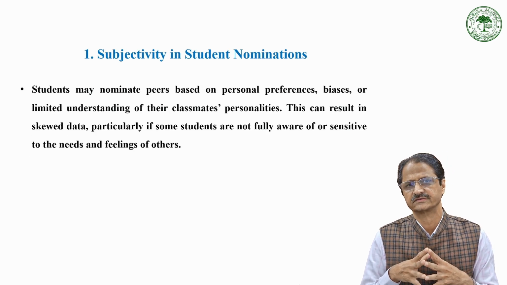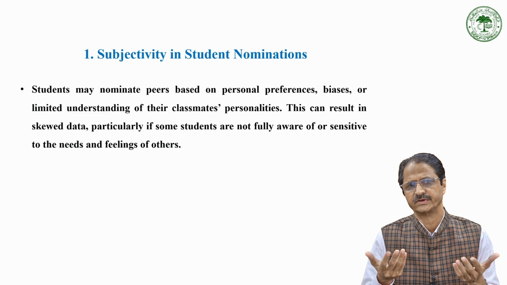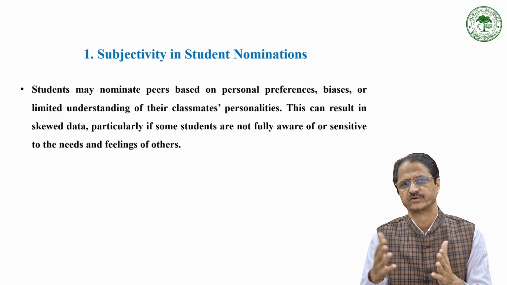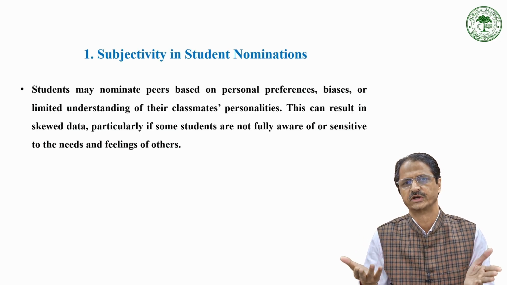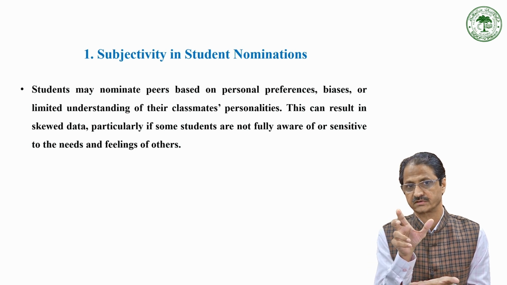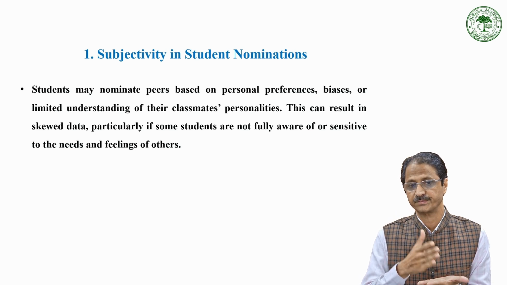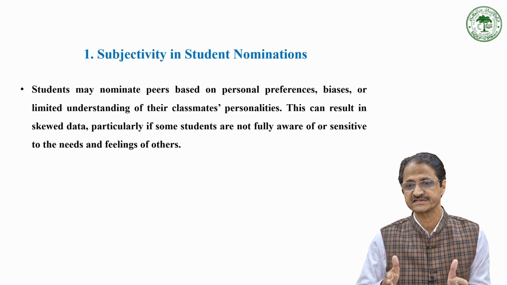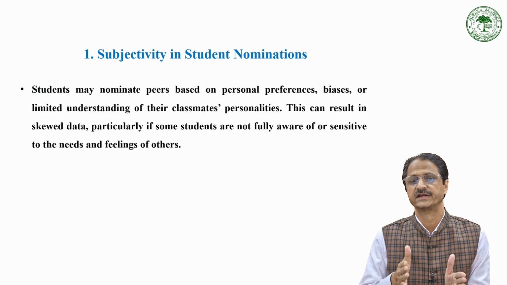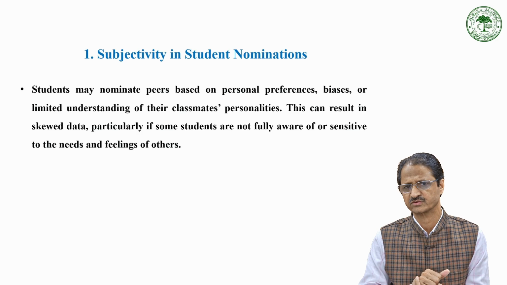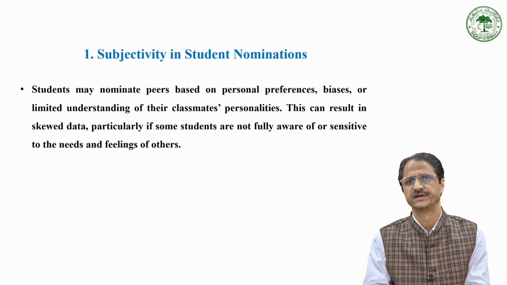Subjectivity in students' nomination. Take for example, you are asking with whom you would like to work on a project. You have asked this question of the students and they are nominating according to their wish. This nomination process can be doubtful. Students may nominate peers based on personal preferences, biases, or limited understanding of their classmates' personalities. They may not be aware of the personality of the student and they are just nominating them.